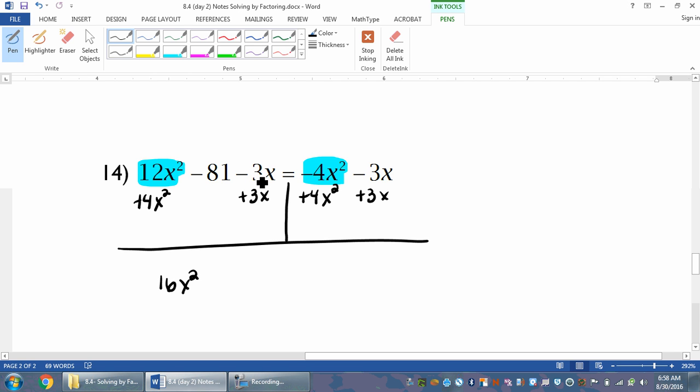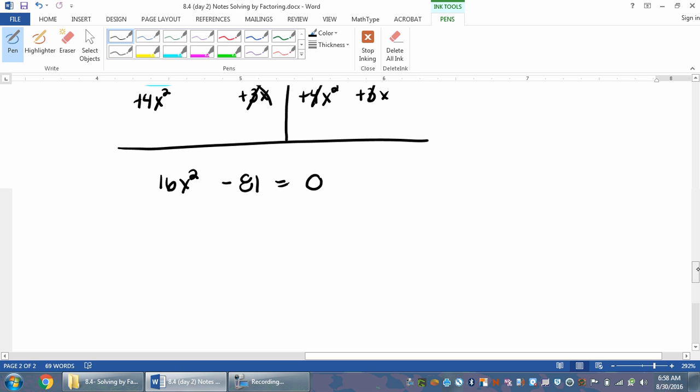Here we're going to move on to my x's. Look, I have -3x plus 3x. That's perfect. So I'm just going to drop down the -81, drop down the equal sign, and that equals 0. Now we have to factor the left hand side. We should recognize that 4 squared is 16, 9 squared is 81. This is the difference of perfect squares.